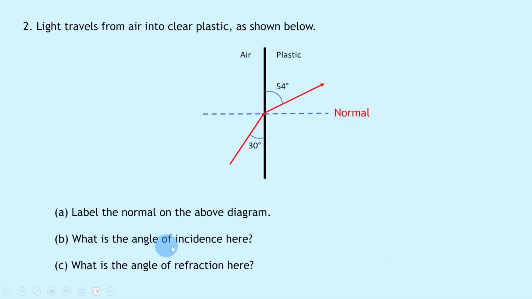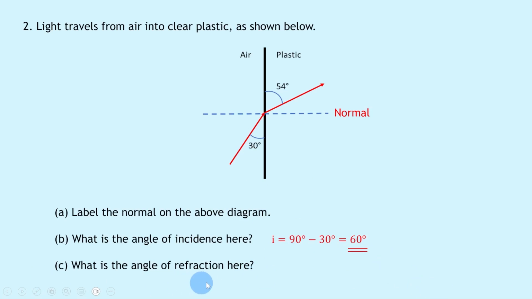For part B, what is the angle of incidence here? Well, because we're going from air into the plastic here, remember the angle of incidence is the angle measured between the normal and the incident ray. So there's the normal, there's the incident ray. Although that's labelled 30 degrees in there, I don't want to use that. I'm interested in this angle here. So we can say that i is equal to 90 minus 30, which is equal to 60 degrees.